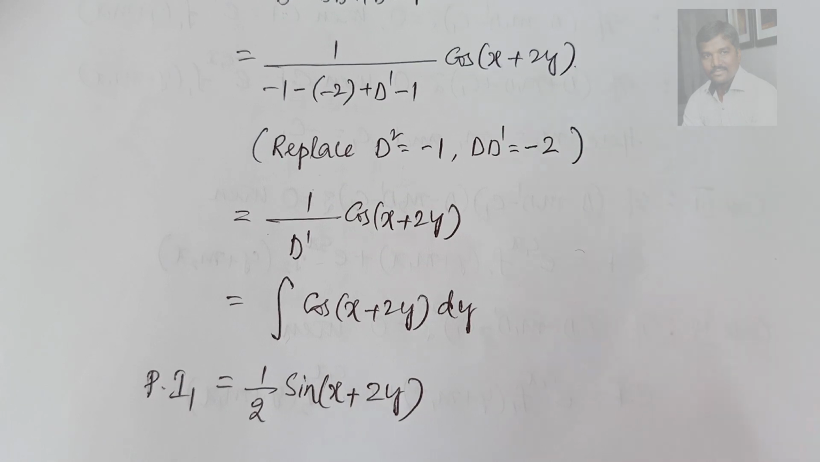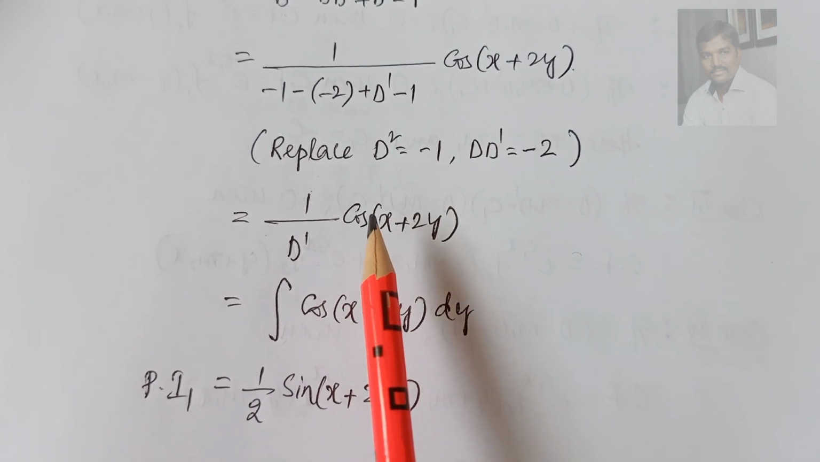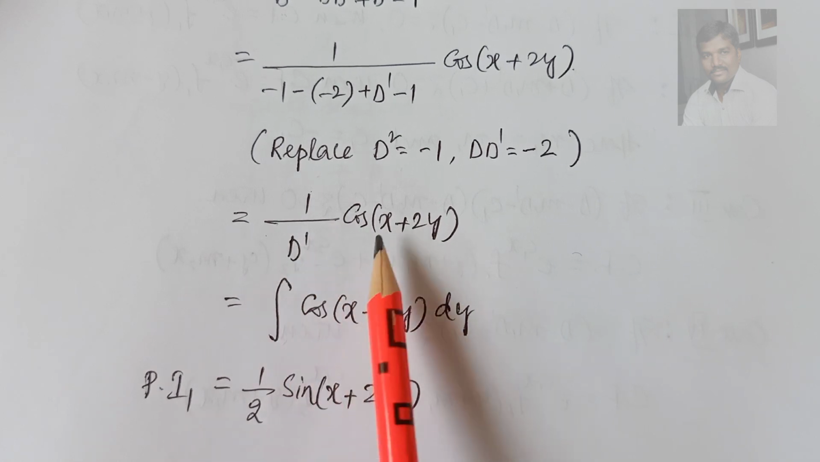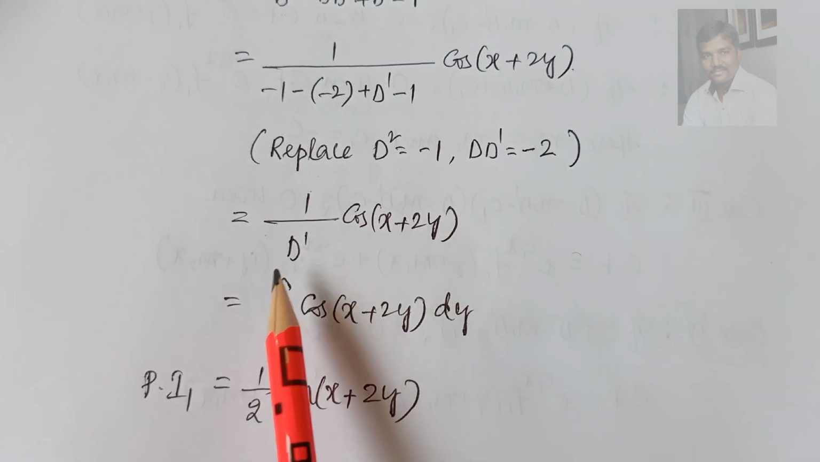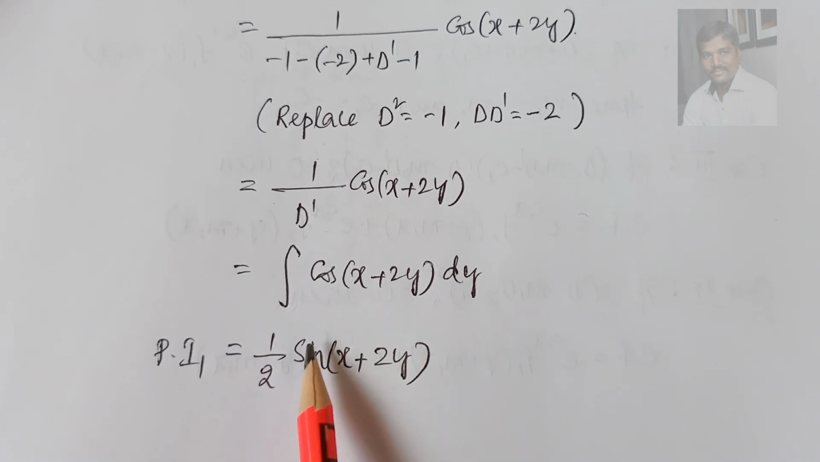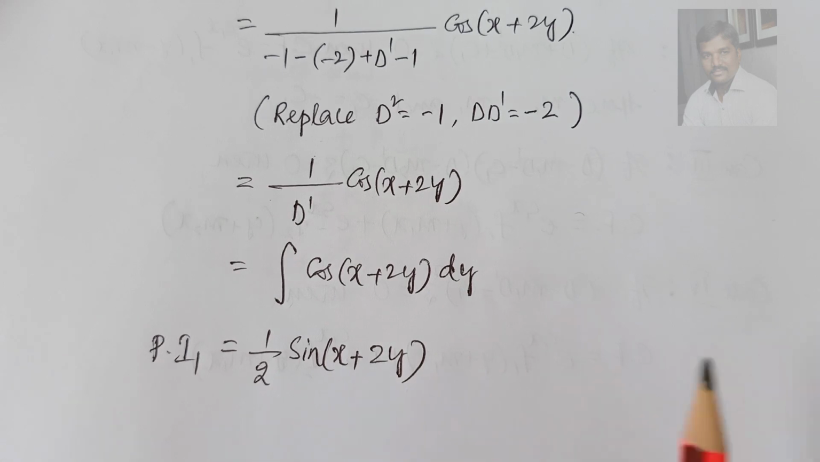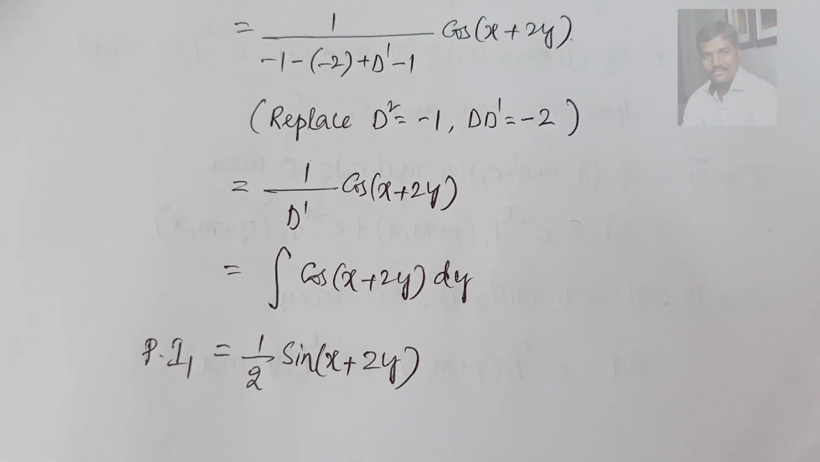What does 1 by D′ mean? It is the integral of this function with respect to y. So 1 by D′ of cos(x + 2y) is nothing but the integration of this function with respect to y. Therefore the integral of cos is sin(x + 2y) by 2. So this is particular integral 1.